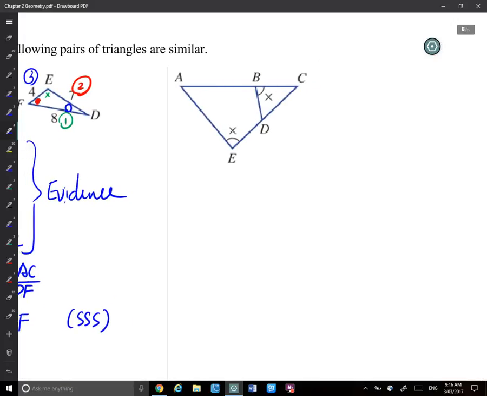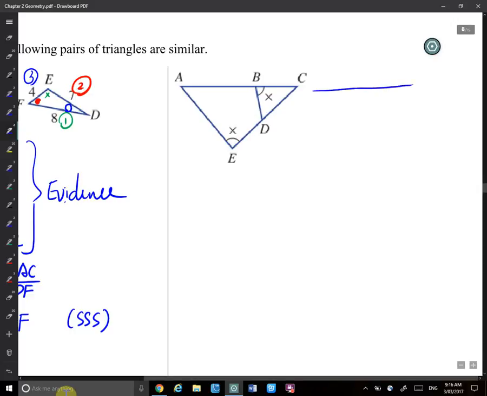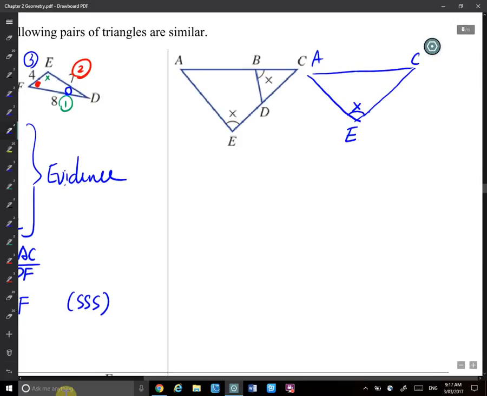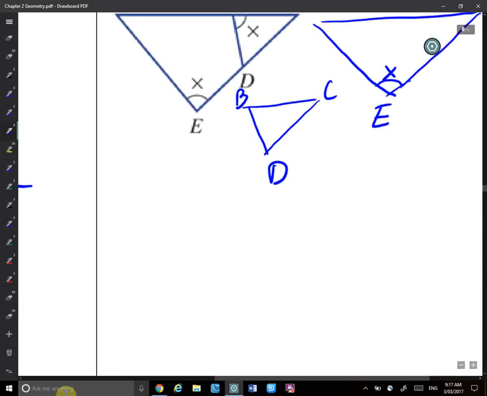The next one is a little bit tricky because the two triangles are together. So what I will do is separate those 2 triangles. That's A, C, and E. For angle E, I have a cross here. And I will draw this triangle as well. That's B, C, D. So that triangle's cross is here.